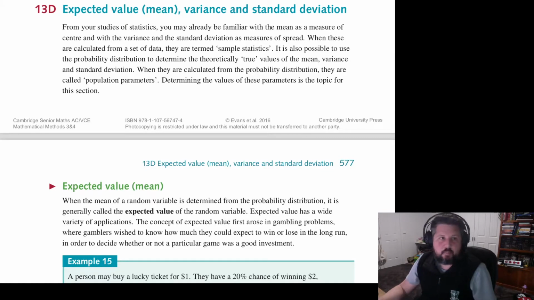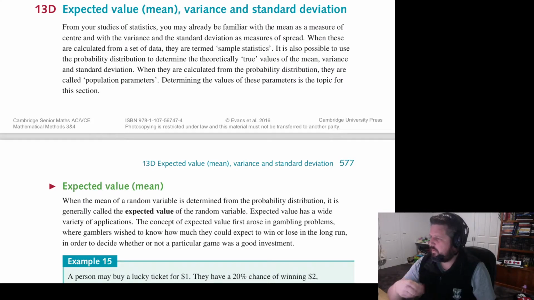Alrighty, this is a big one actually. 13D, looking at expected value, or the mean, also looking at variance, and also standard deviation. So in the past, you would have been asked to calculate the mean of things, obviously where you have some data. And in that particular case, that was some sample data that you were asked to calculate the mean. It's also possible, like we're going to do now, to use the probability distribution to calculate the theoretical true value of the mean, and the variance, and also the standard deviation.